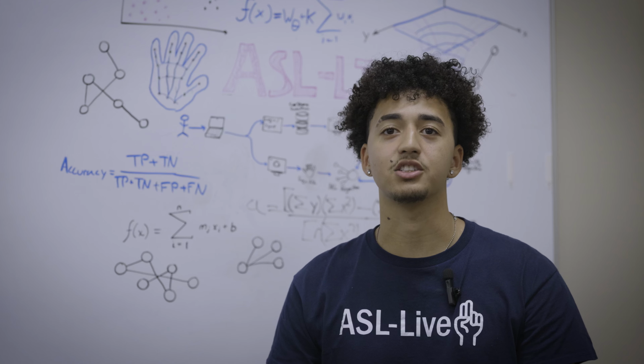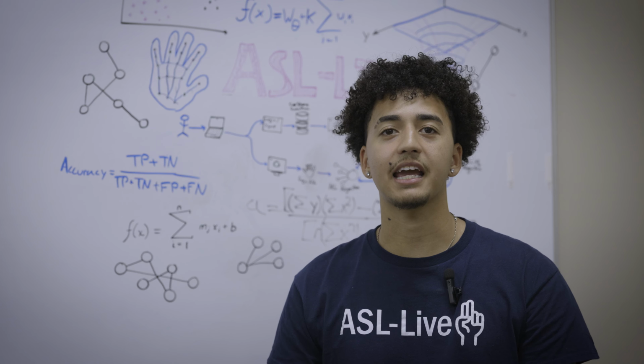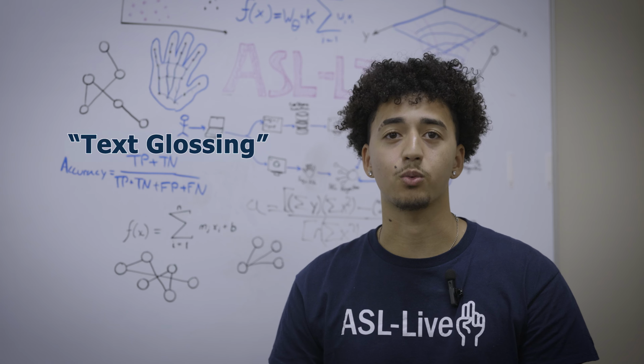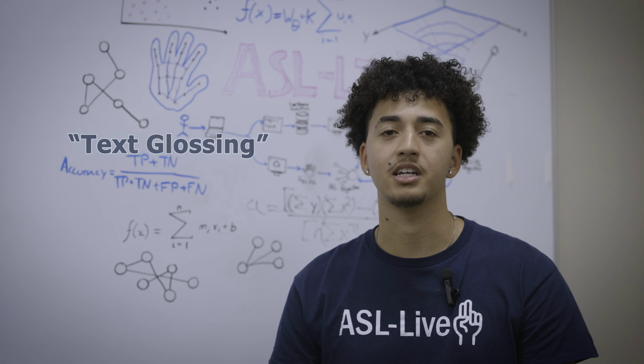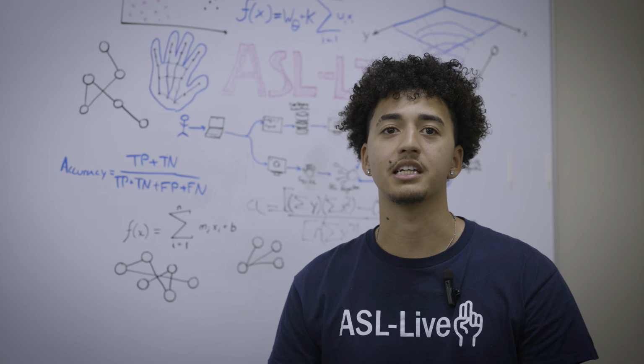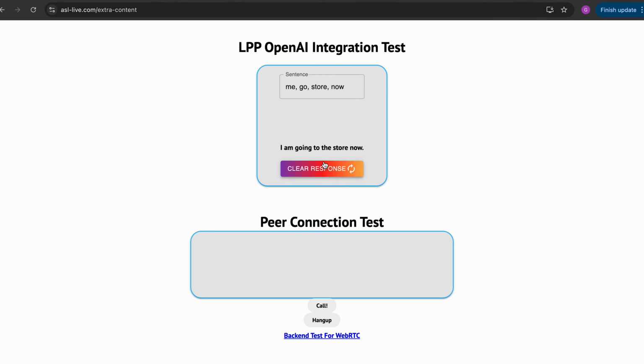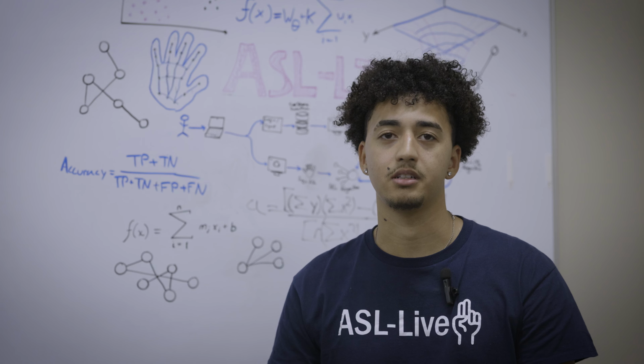Translating ASL sentences is no easy task. Translating ASL to English is referred to as text glossing, and we need to be able to connect the words to make a cohesive English sentence. To enhance our translation accuracy and to solve this problem, we came up with our language post-processing architecture, or LPP. Using LPP, we integrate OpenAI's GPT-4o mini model, which helps fill in the grammatical gaps and provides context to the translations. This integration ensures that our translations are not only accurate, but also contextually relevant.